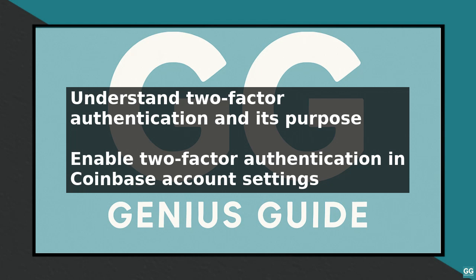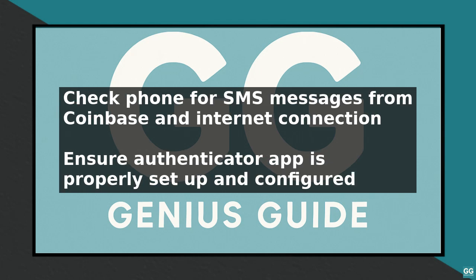First, ensure you have enabled two-factor authentication on your Coinbase account. If you have not, go to your account settings and enable it. There are two types of two-factor authentication: SMS and Authenticator app. If you are having trouble with SMS two-factor authentication, check your phone for any SMS messages from Coinbase. Make sure your phone is receiving SMS messages and that you have a stable internet connection.